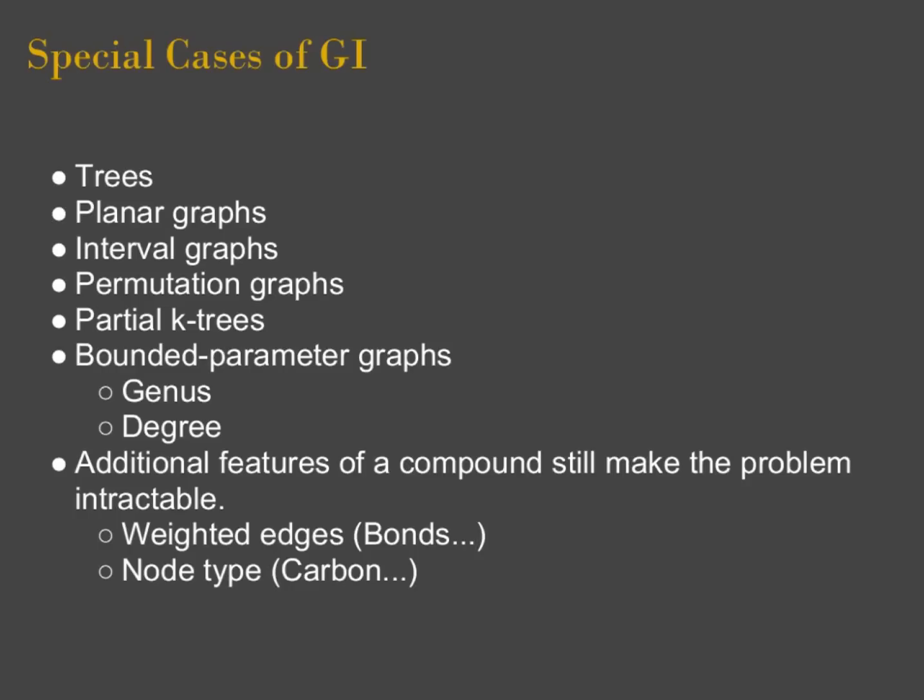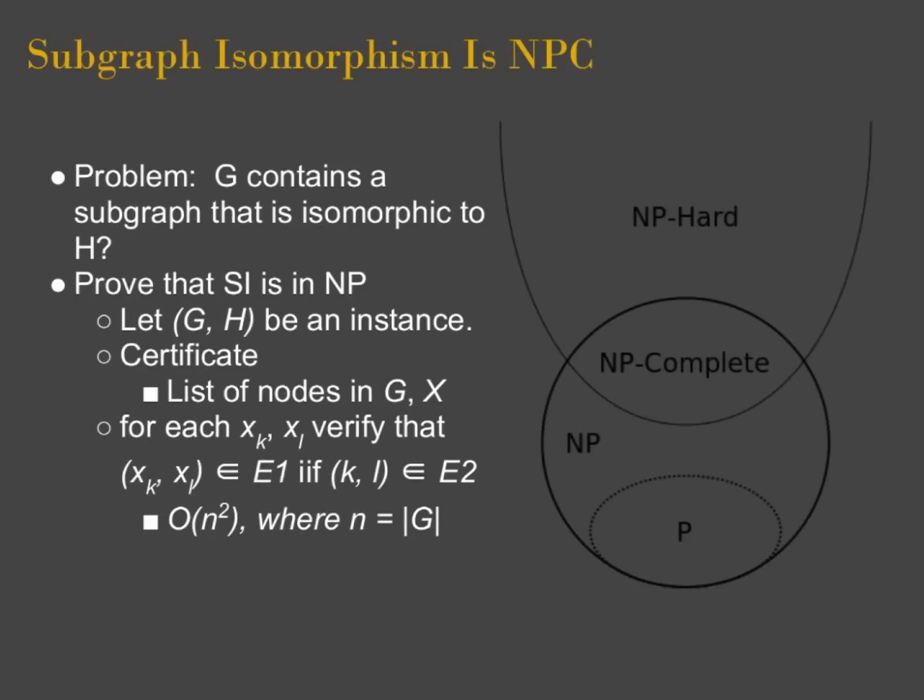When we think about our case of a compound, a compound has weighted edges possibly, and some node types, and some other sort of constraints. If we were to constrain our problem, it still makes the problem hard. So it's still a difficult problem. Let's talk about subgraph isomorphism. That's a little more straightforward. We can show that that problem is actually in NPC.